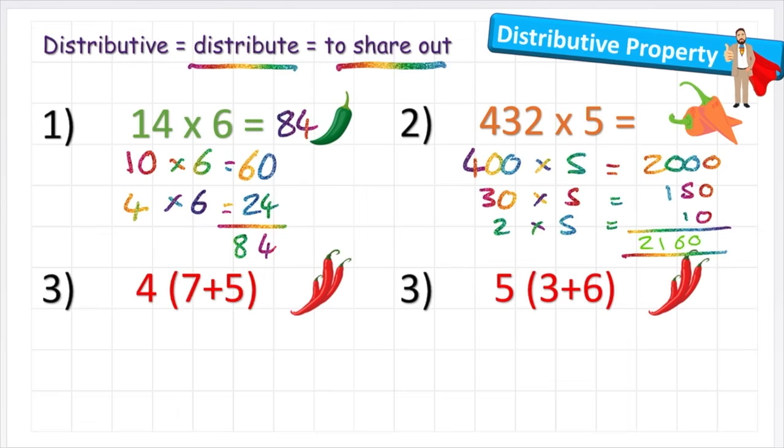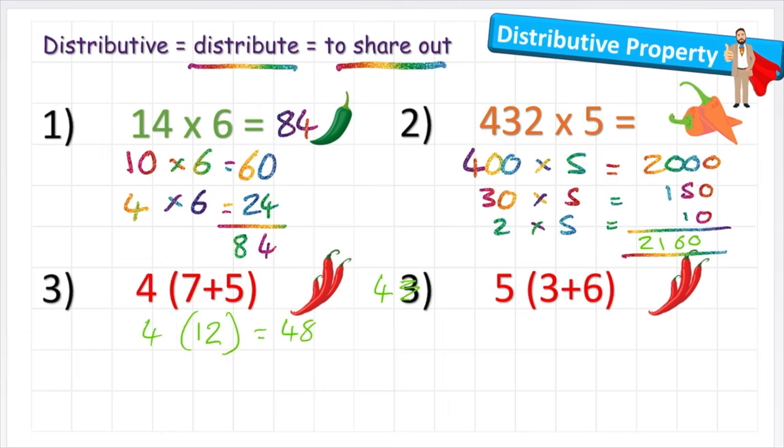But that's not all that the distributive property is good for. It's also very good for these second two questions, of which this is meant to say 4, of course. So if we look at this first one first of all, 4 times 7 plus 5. I could work this out in the traditional way, using the order of operations and understanding that I need to solve the question inside the bracket first. So 7 plus 5 is 12, and then 4 times 12 is 48.